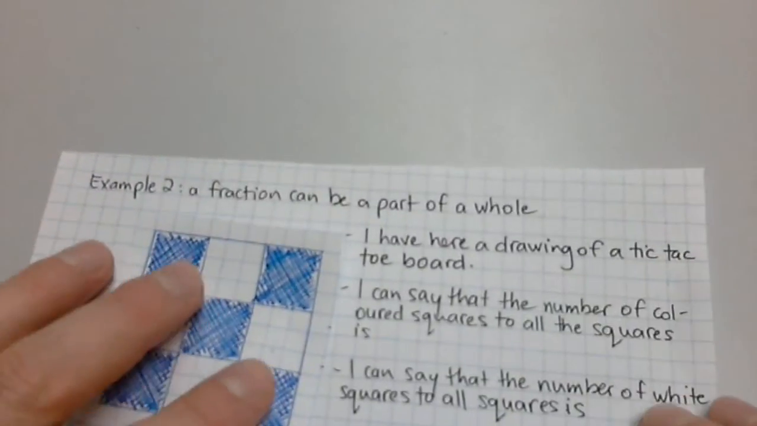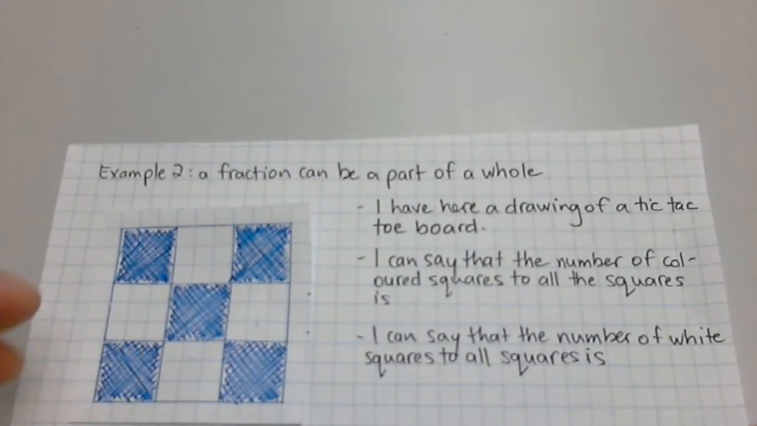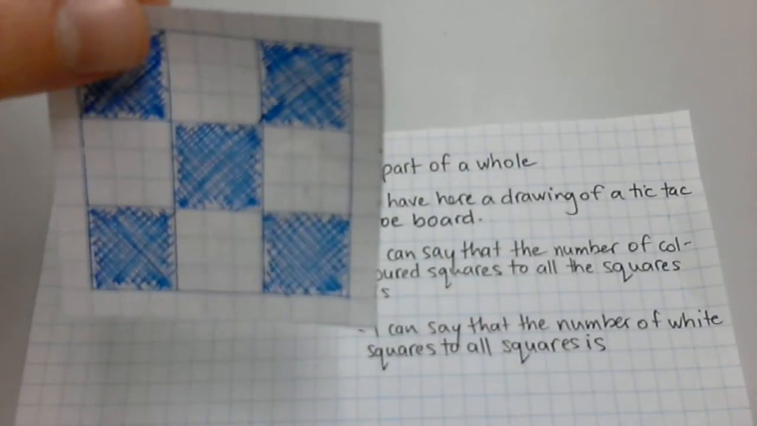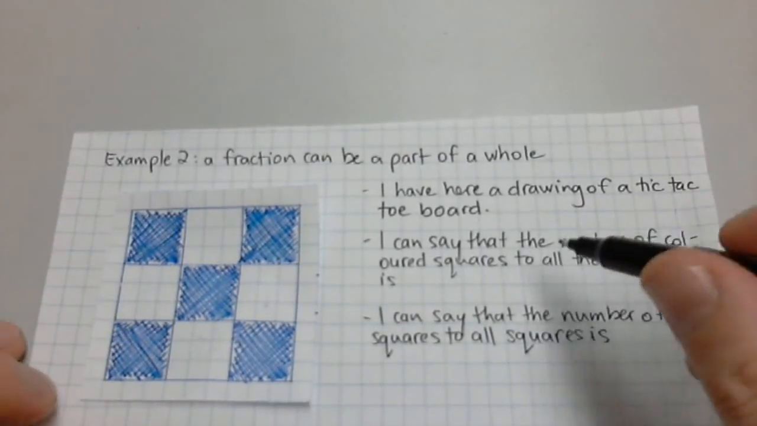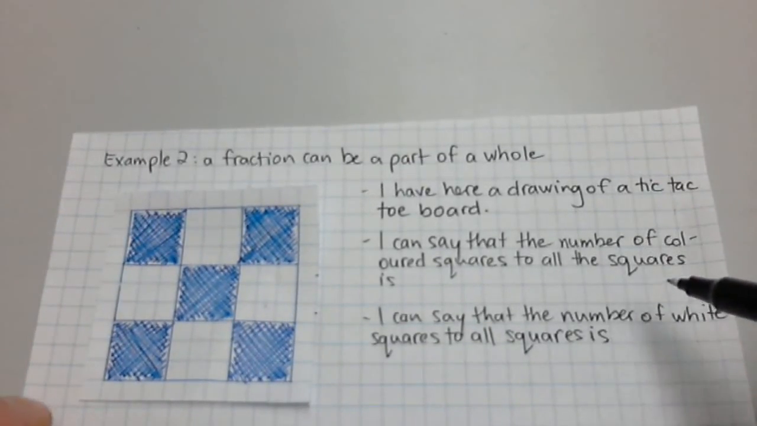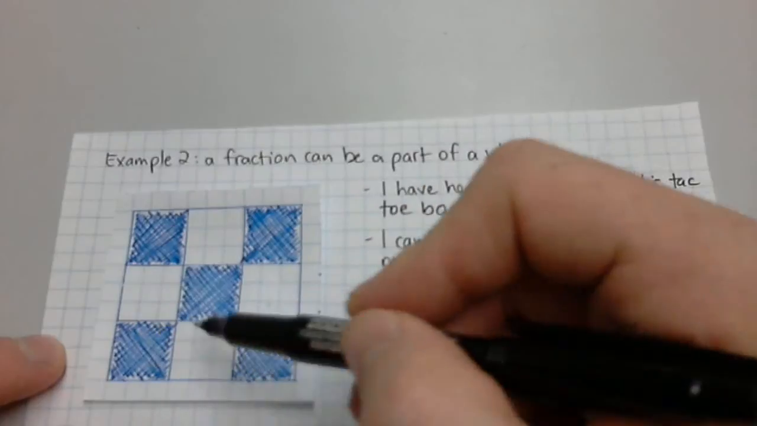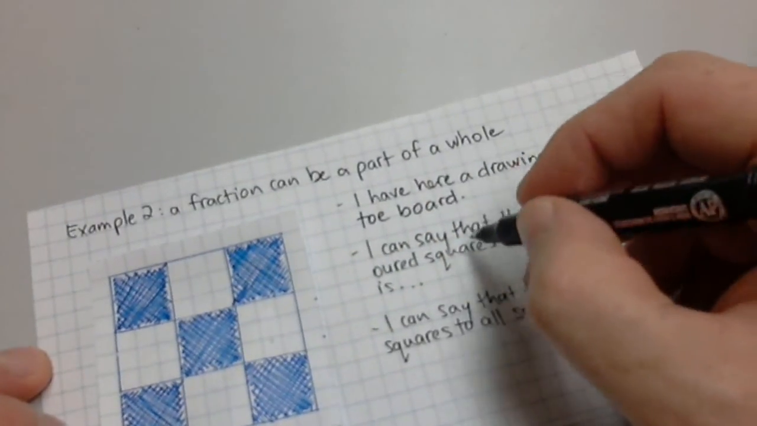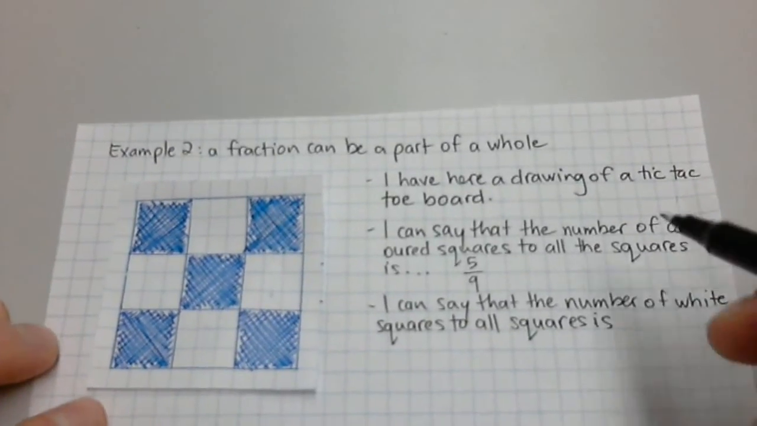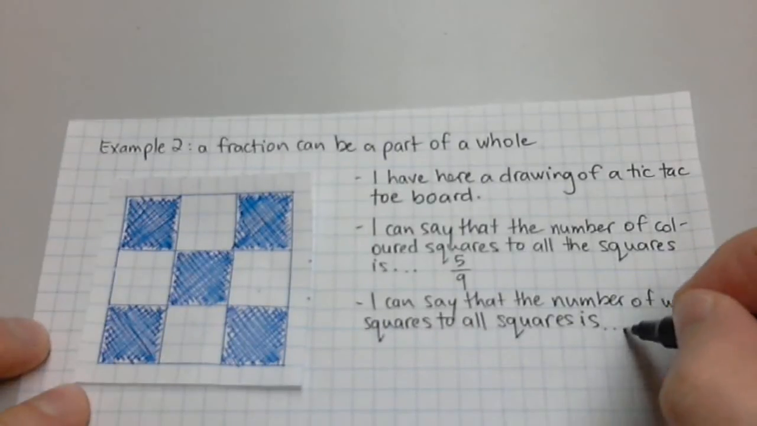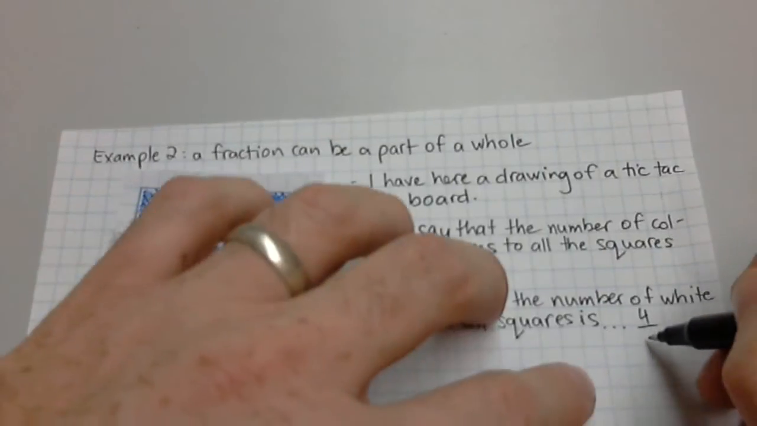The second example is a fraction that can be part of a whole. What I have here is a drawing of a tic-tac-toe board. It's got 9 squares. I'm curious how I can express as a fraction the number of colored squares to all the squares. There are 5 squares that are colored, so 5 out of the 9 squares are colored. The number of white squares to all squares is, well, there are 1, 2, 3, 4 squares, so it's 4 out of 9.